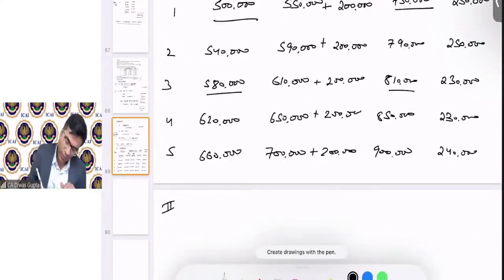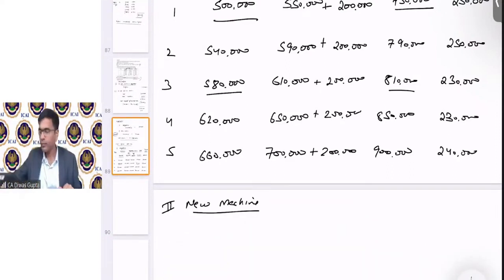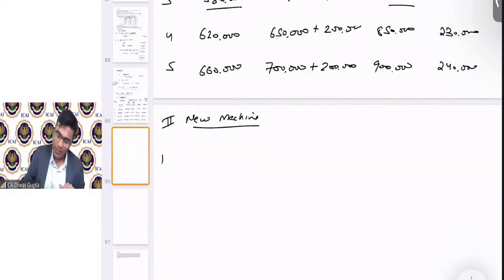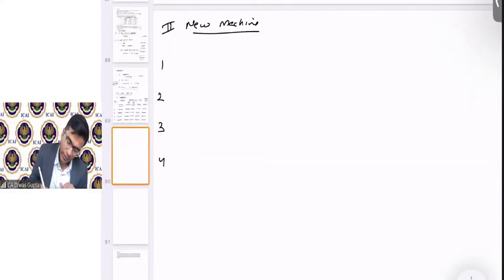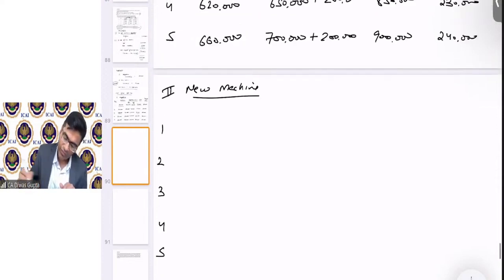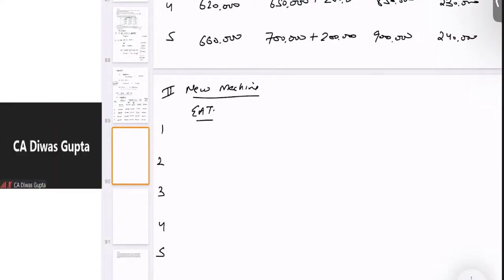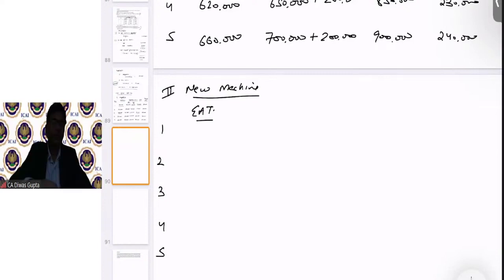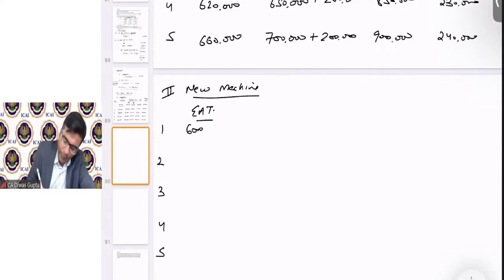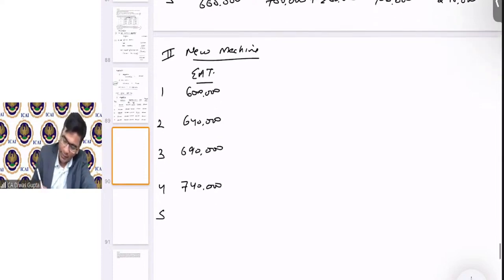Similarly, for the new machine now we have to calculate. New machine we have to calculate year 1, 2, 3, 4, and 5, right? What are the earnings after tax? Earnings after tax are 6 lakhs. In case the new option is selected, then another 6 lakh 40,000, then another 6 lakh 90,000, 7 lakh 40,000, and lastly 8 lakhs.